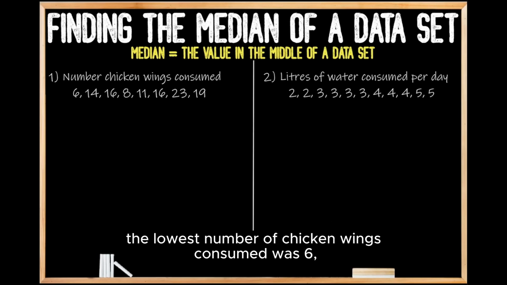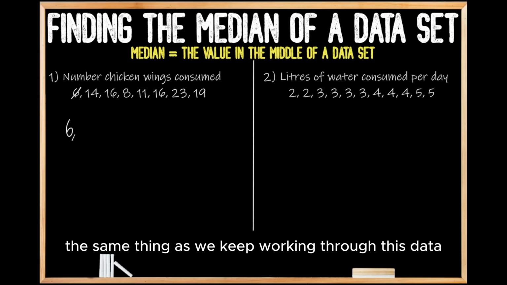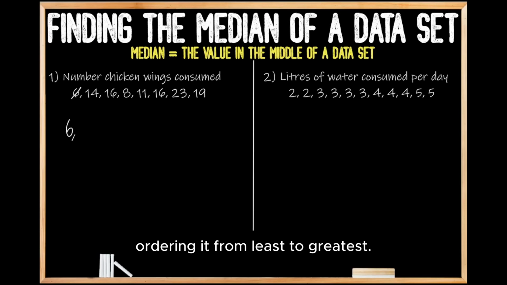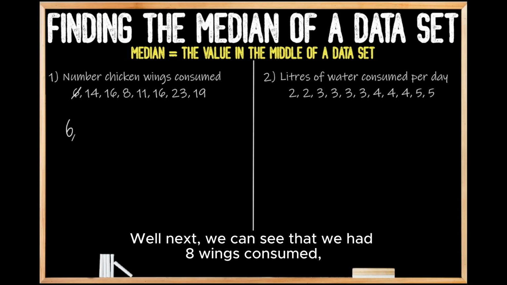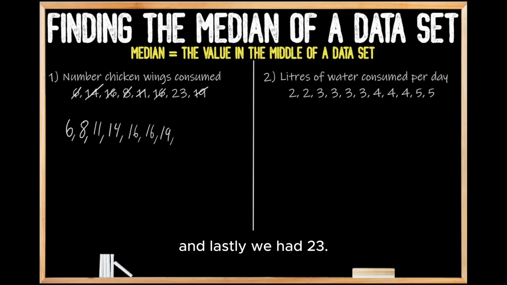We can see here that the lowest number of chicken wings consumed was 6. So we're going to put a line through that 6 and then write it down below. And we're going to do the same thing as we keep working through this data, ordering it from least to greatest. Next we can see that we had 8 wings consumed. Then we had 11. Then we had 14. Then we had 16 twice. Then we had 19. And lastly, we had 23.